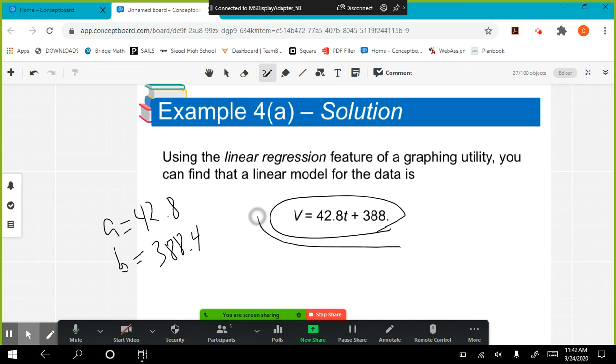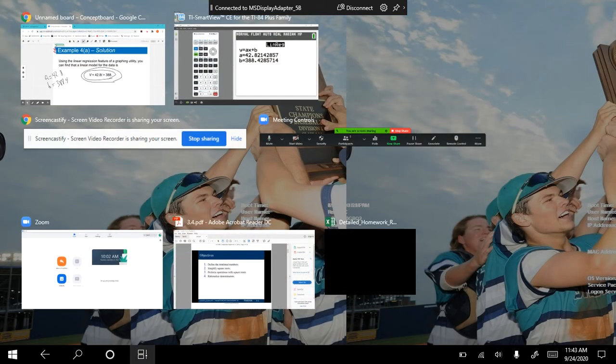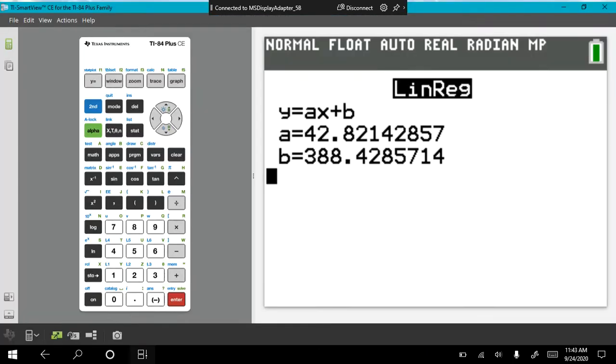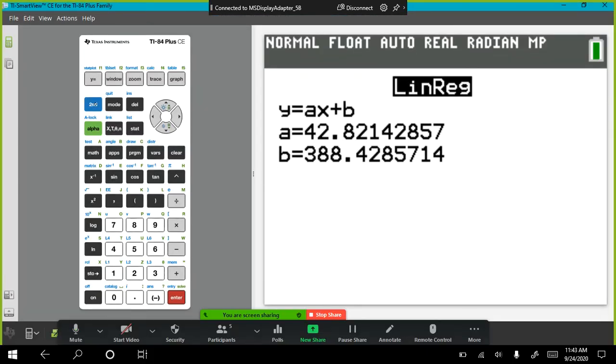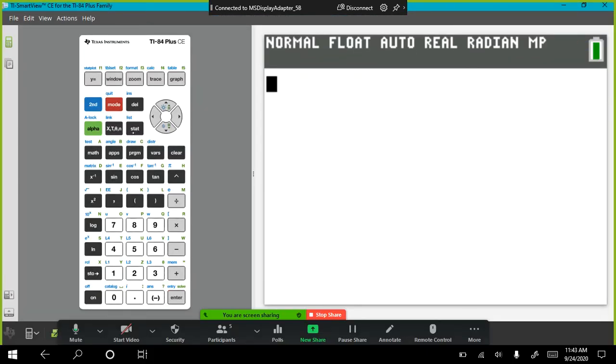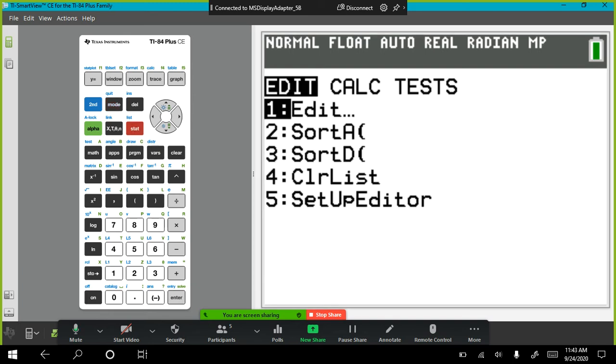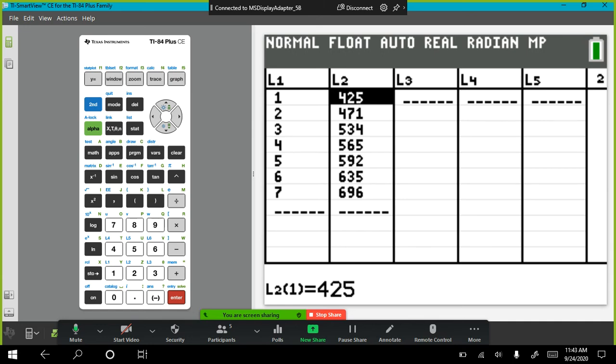So as you can see, it is very simple to write that equation using our calculator. Just a review on our calculator real quick. What did we do? All right, let me quit. We hit stat, and then edit will allow us to enter our information. The x coordinates go in L1, the y coordinates in L2.